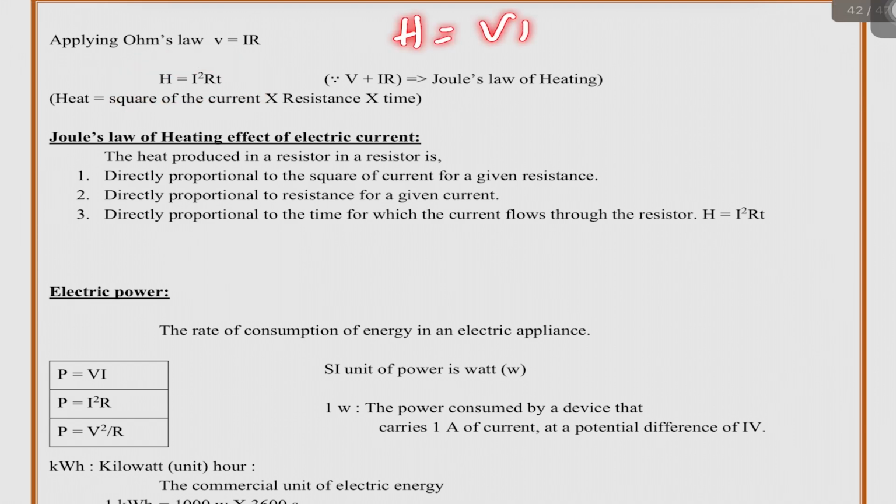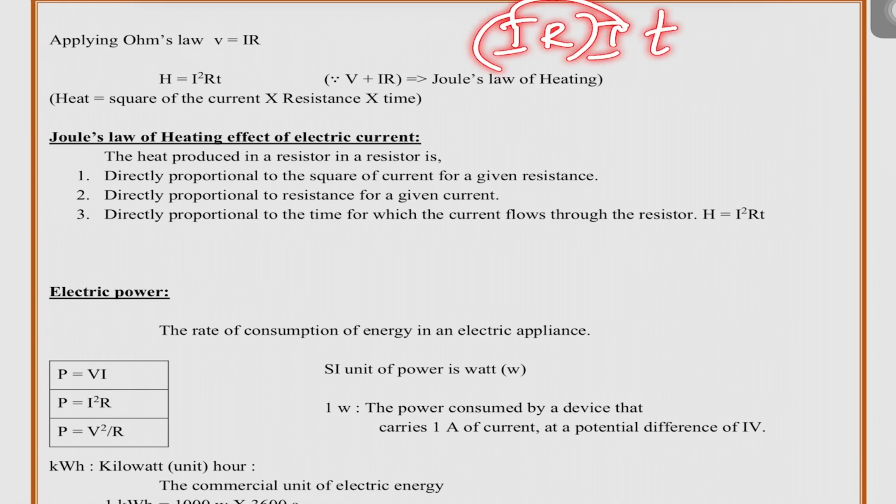Previously, we have learned that H is equal to VI into T. Using Ohm's law, V is equal to I into R. On substituting IR in place of V, we will get I square RT. That is Joule's law of heating. It is directly proportional to the square of the current, proportional to the resistance of the conductor, and directly proportional to the time for which the current is going to flow through the conductor.